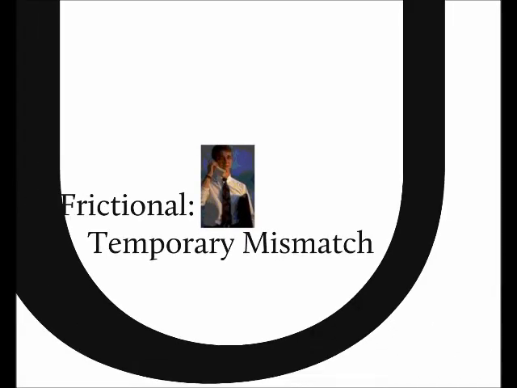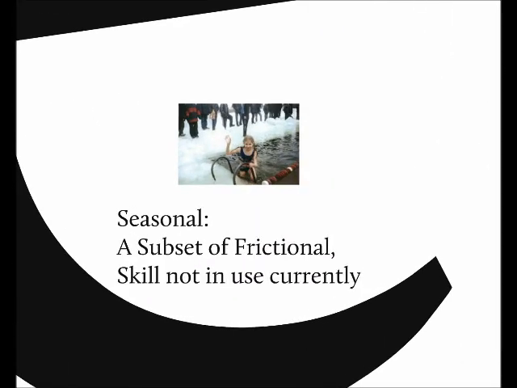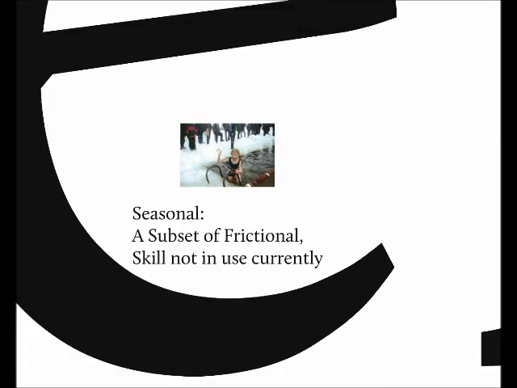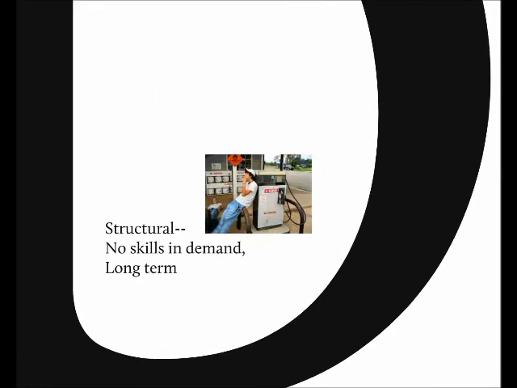A subset of frictional unemployment is called seasonal unemployment. Again, somebody has a set of skills that's useful to the country, except we just don't need them right now. So in the example you see here, obviously we're not going to use very many lifeguards in the middle of winter. So somebody who is seasonally unemployed is technically considered frictionally unemployed because they do have a skill that the economy uses. We can distinguish frictional and seasonal unemployment from structural unemployment.